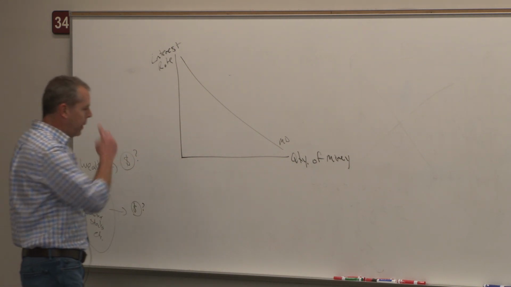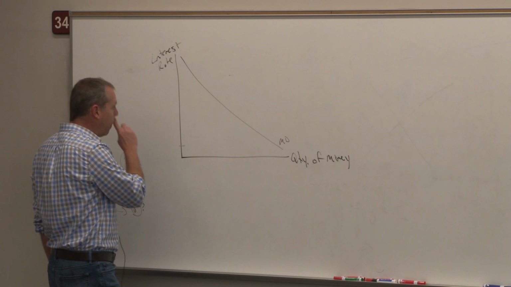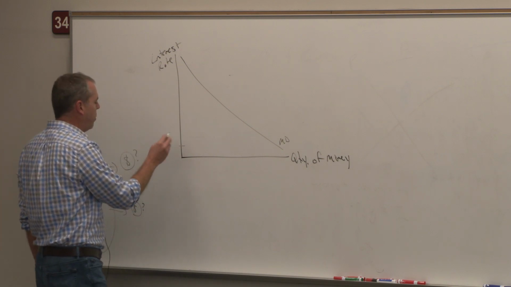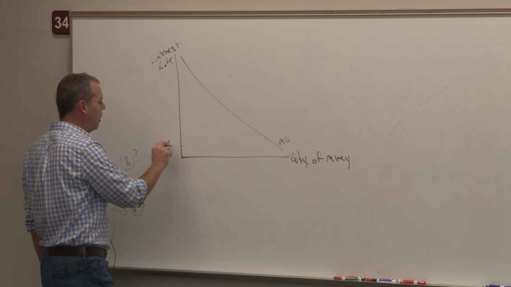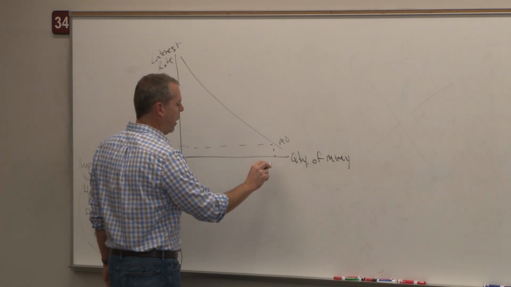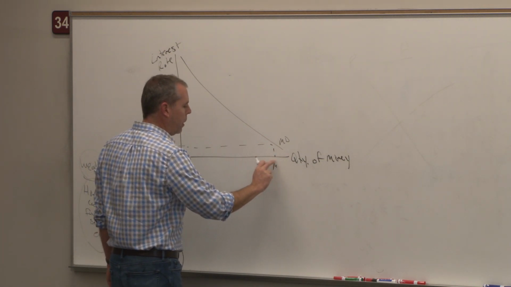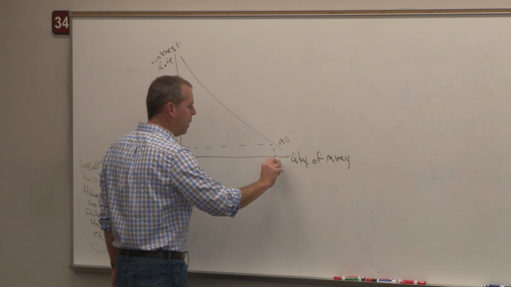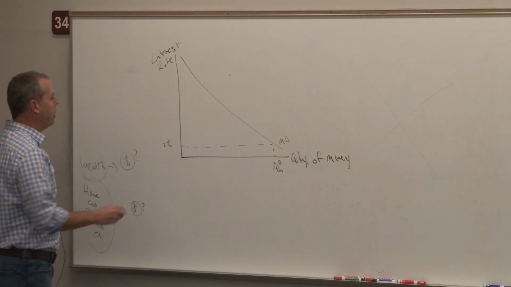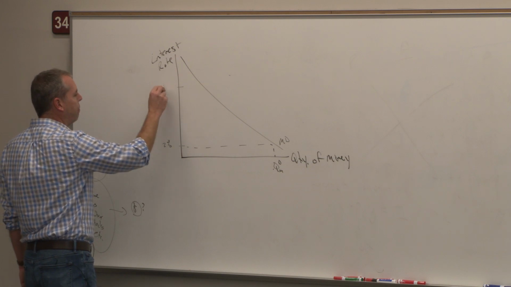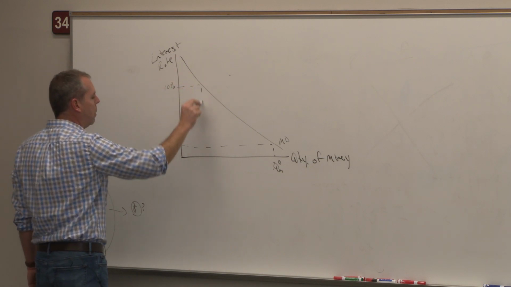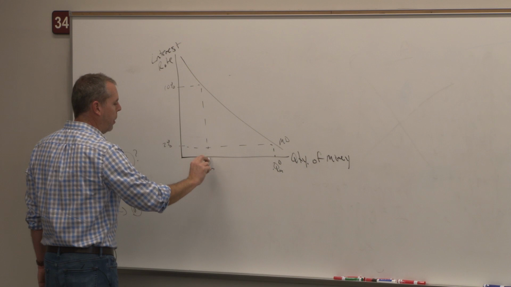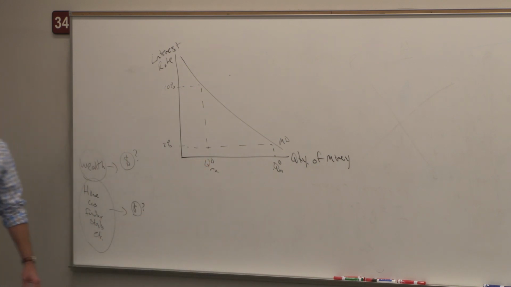So when we have this relatively low interest rate here, I'm just making up a number here, say 2%, we're going to have some money demand here, some quantity of money that people want to hold. As the interest rate goes up, say 10%, we're going to have some other different quantity of money that we desire to hold.